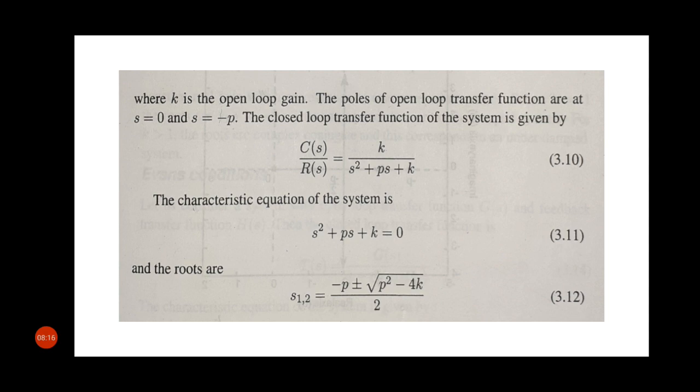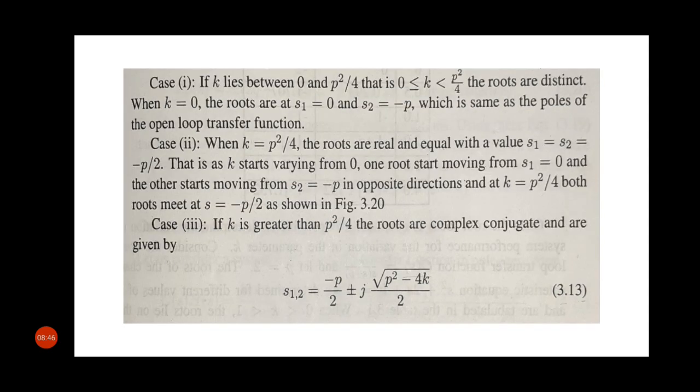That is, to obtain the desired transient response, we can vary the open loop gain K while keeping the parameter P constant. As K is varied from 0 to infinity, we can obtain the loci of the two roots S1 and S2 in the S-plane. Here we have considered three cases.